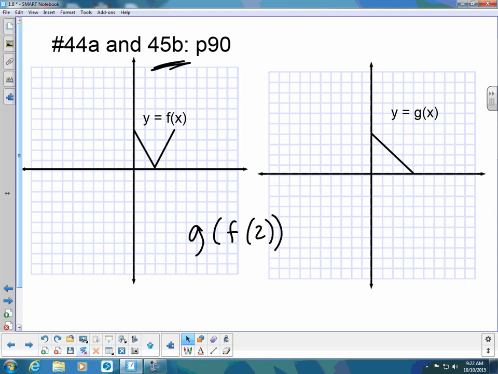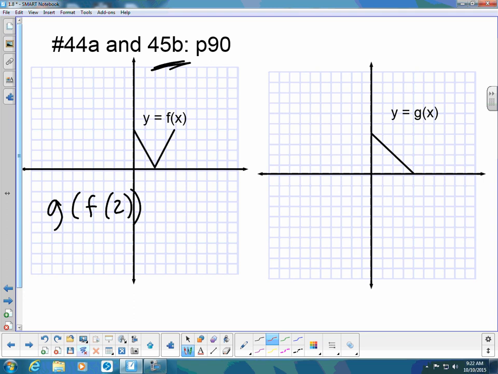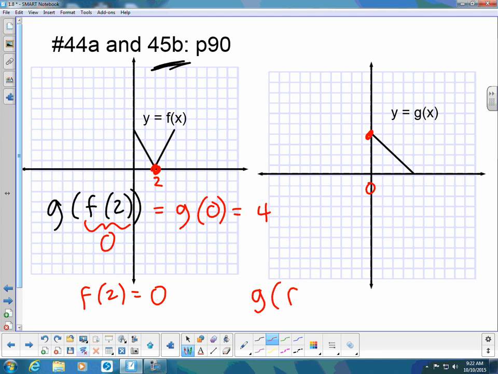Okay, so if I want g of f of 2, that means I want to find f of 2 first. So let's kind of do that off to the side. What's f of 2? Well, here's 2 on my f function. Looks like it's a height of 0. f of 2 is equal to 0. So that means I really want to find g of 0. So now I have to look at my g function. Here's 0 for my g function. Sure looks like it's a height of 4 on the g function. That g of 0 is equal to 4. So that means that g of f of 2 is equal to 4.